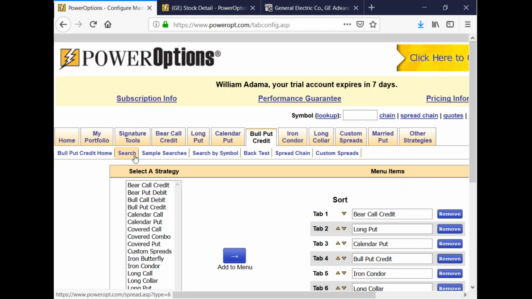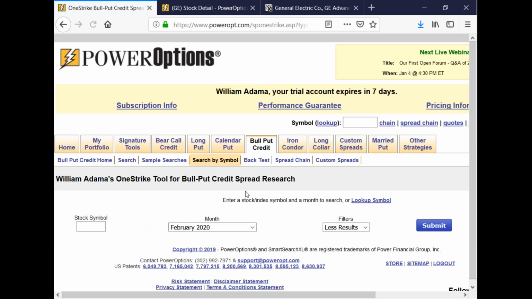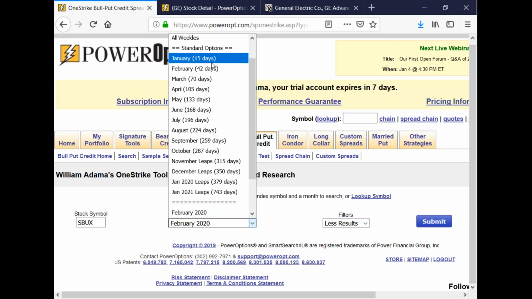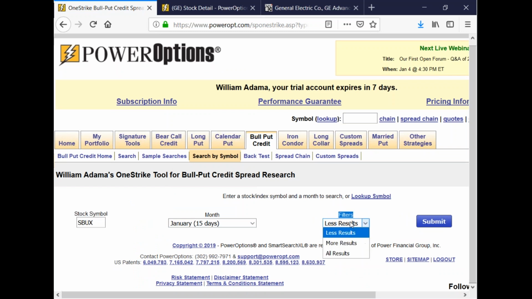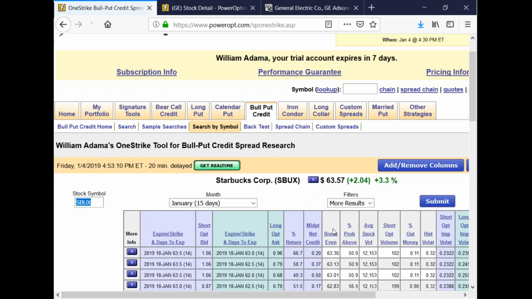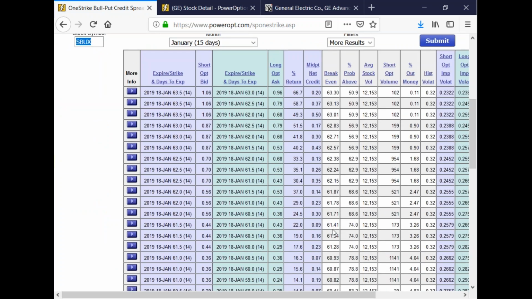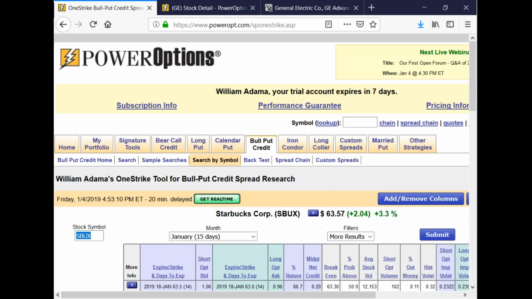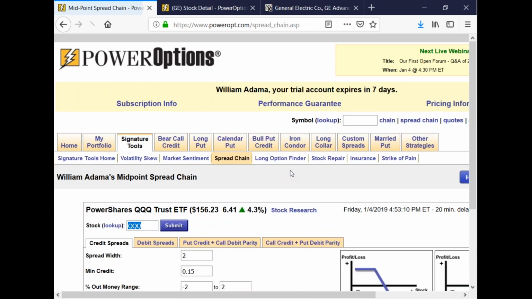All right, so I'm going to go to search by symbol. I'm going to take standard expiration, John, 45 days out. I'm just going to go more results. I may do this a different way depending on what I see. Yeah, I'm going to do this a different way. It's just easier. So instead of this, I'm going to use the spread chain tool.